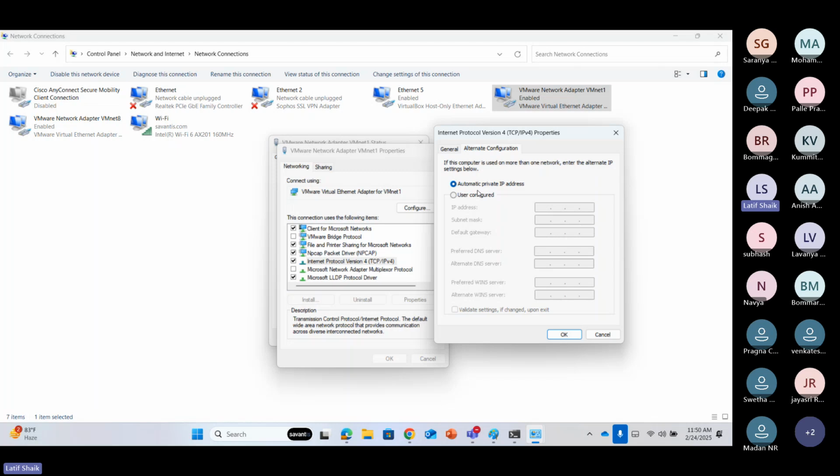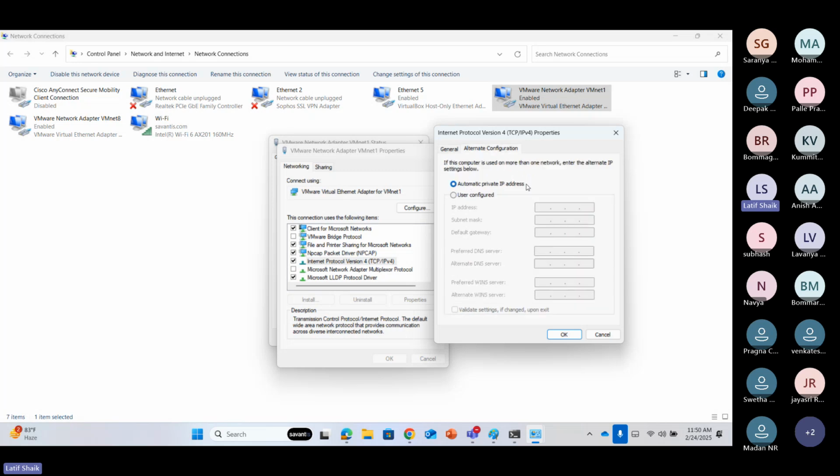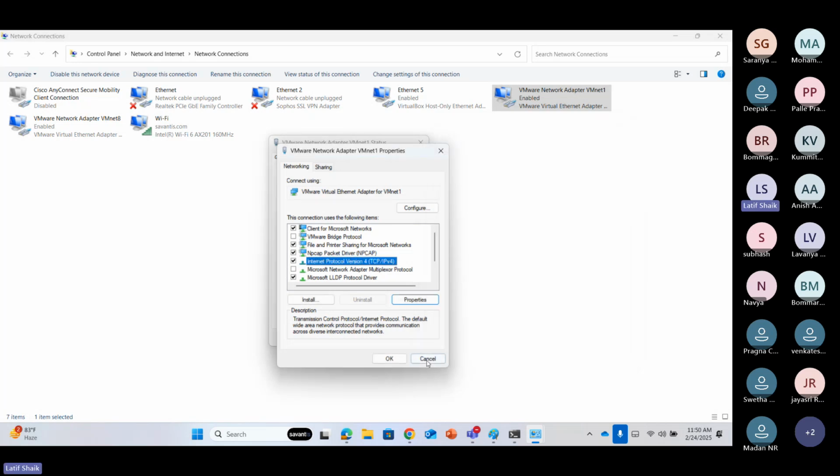This option is selected: automatic private IP address. Automatic, A; private, P; IP address, A. Okay. So if you fail to get an IP address from DHCP, use the automatic private IP address range. Or you can use some configuration. You can specify the configuration or automatic configuration. Again, what is it?